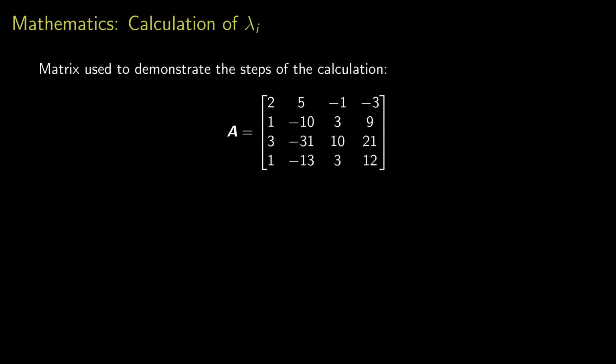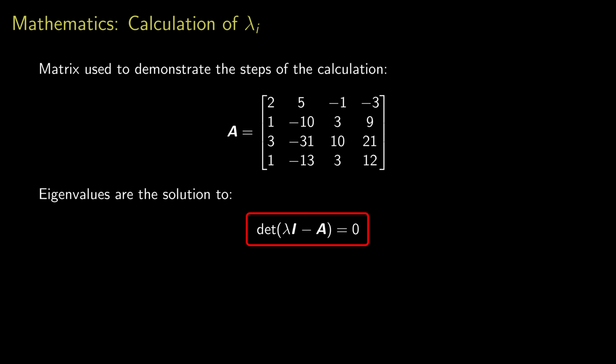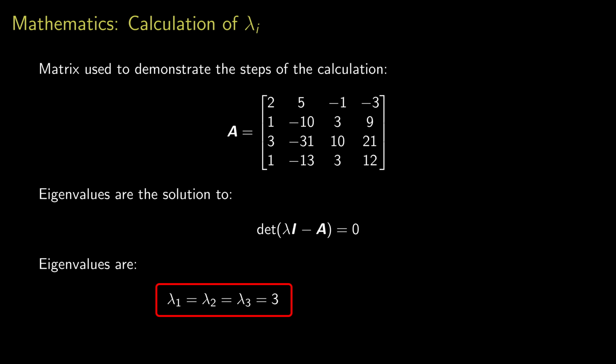Let's start with the calculation of the eigenvalues. As mentioned before, this is the matrix we use for the calculation example in this video. The eigenvalues are the solution of the characteristic polynomial, or in other words, the solution of this equation here, where we solve for lambda. For this matrix we have 2 different eigenvalues. The eigenvalue of 3 appears 3 times, so the algebraic multiplicity of the eigenvalue is 3. The eigenvalue of 5 appears 1 time.